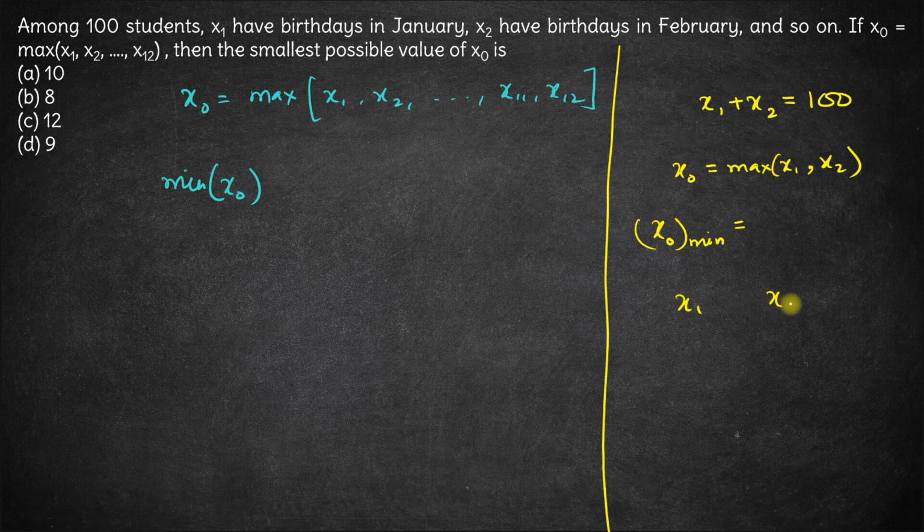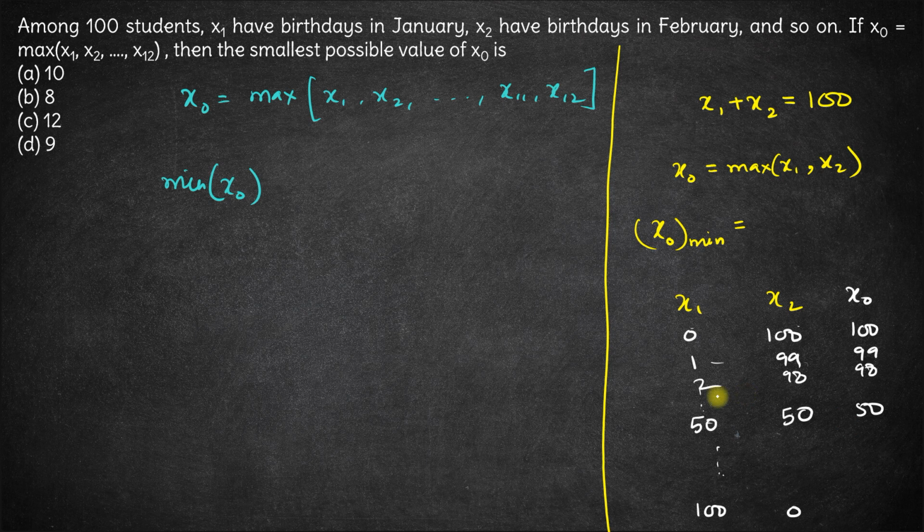So if we take a lot of possible values of x1 and x2, it's possible that x1 is 0, then x2 is 100, the sum is constant. If this is 1, this is 99, this goes on till a point where both of them are equal, and then a point where x1 is 100 and x2 is 0. Now if you talk about x naught, in this case x naught will be the max of 0 and 100, which is 100, then here x naught will be 99, then you have 2 and 98, so x naught will be 98, and so on till here you have both of them equal, which is 50. Before this x1 was 49 and this was 51, so x naught will be 51.